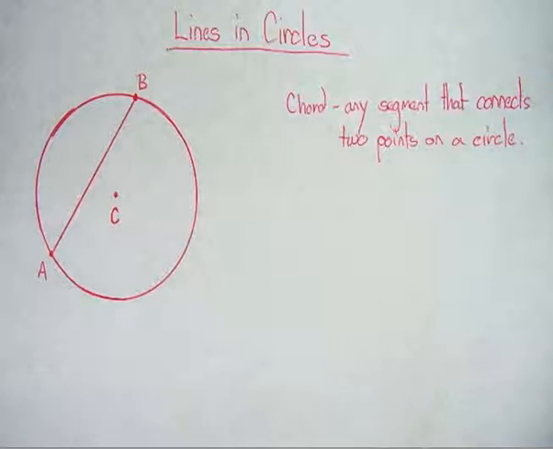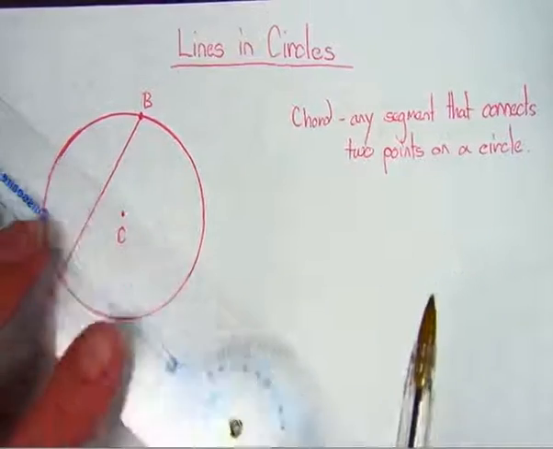Alright, so that's a chord, just any segment connecting those two points. We give a chord a special name if it passes through the center. We call it a diameter. But other than that, that's pretty much all there is. So let's talk about some of the more interesting aspects of a chord.